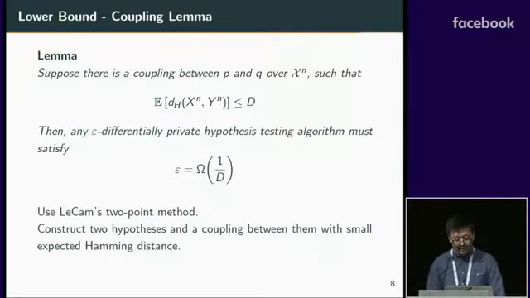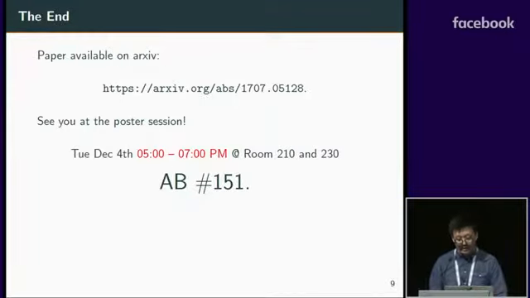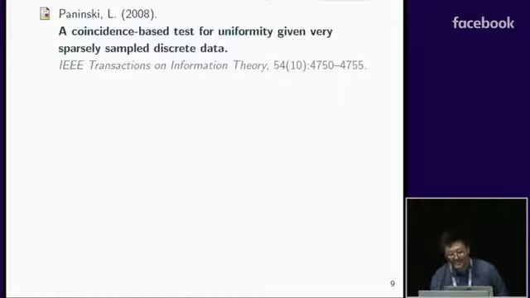And then to prove the lower bound, we recall Le Cam's 2-point method, which is very powerful. Hopefully, we can describe in more detail in our poster session. And then we construct two hypotheses and the coupling between them with small expected Hamming distance. Then the lower bound will follow. Our paper is available on arXiv, and see you all at the poster session. Thanks. These are the references.